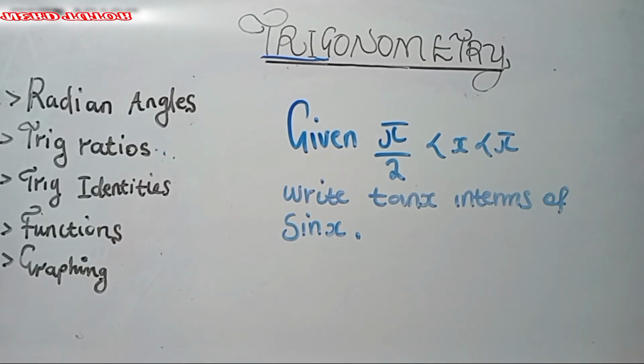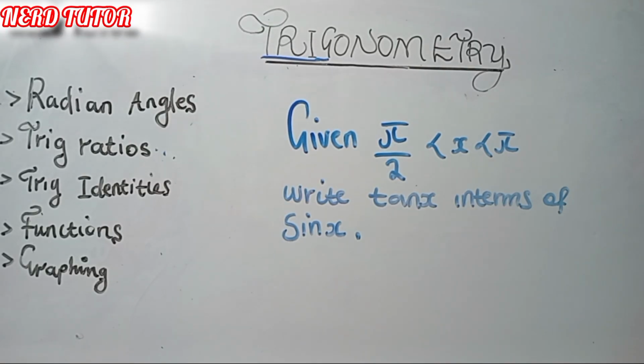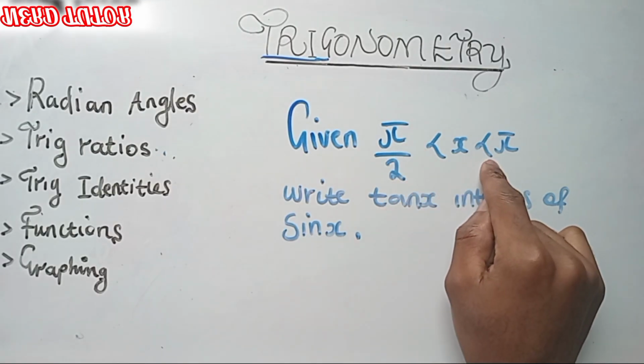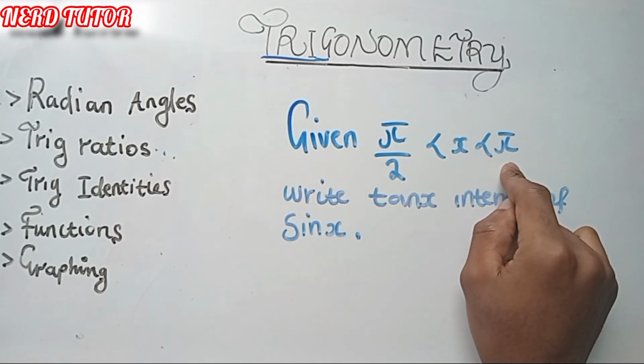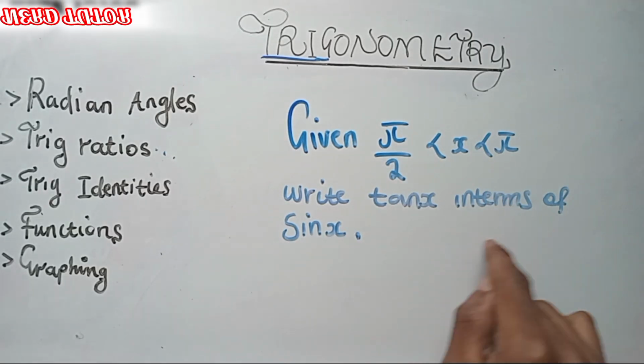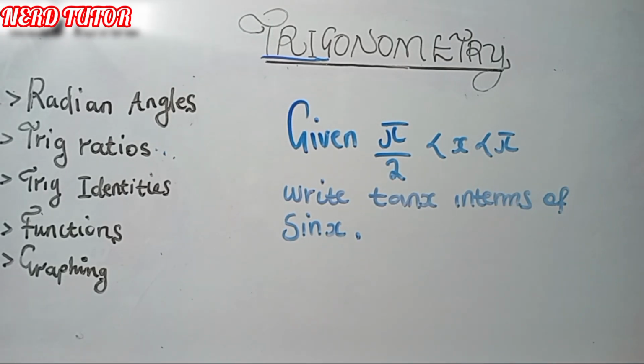Okay, so the next question that we have here is saying that given pi over 2 less than x less than pi. So this is more like the range which they have given us, okay? They are saying that x is greater than pi over 2 and is less than pi. Now, using this range, write tan x in terms of sine x, okay? This is what they're telling us.